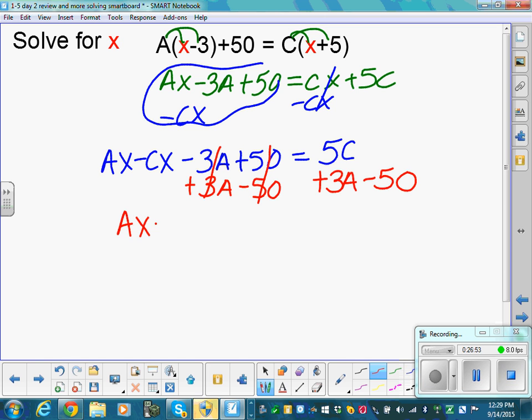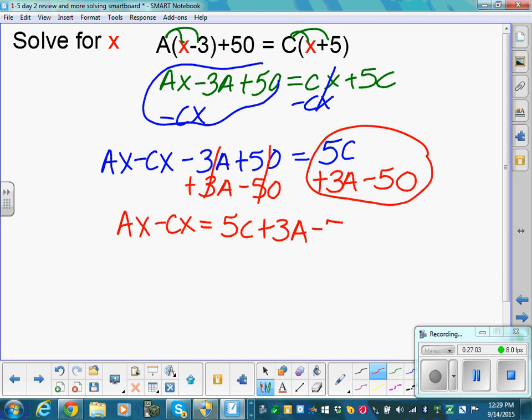So on the left, I have ax minus cx is equal to, now over here on the right, I can't combine any of those things. They're not like terms. So 5c plus 3a minus 50, that's all I can do is write it in a line. Now on the left here, we have something in common.